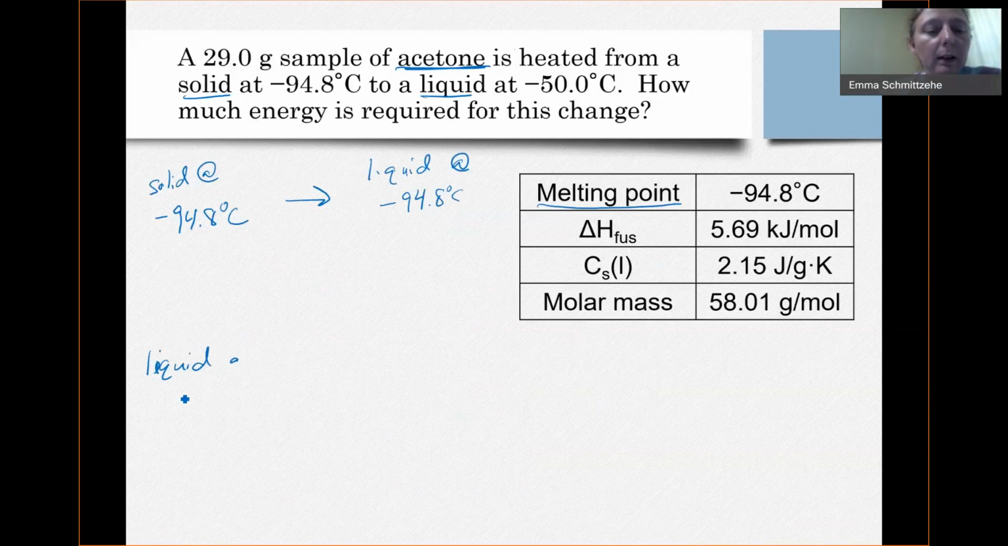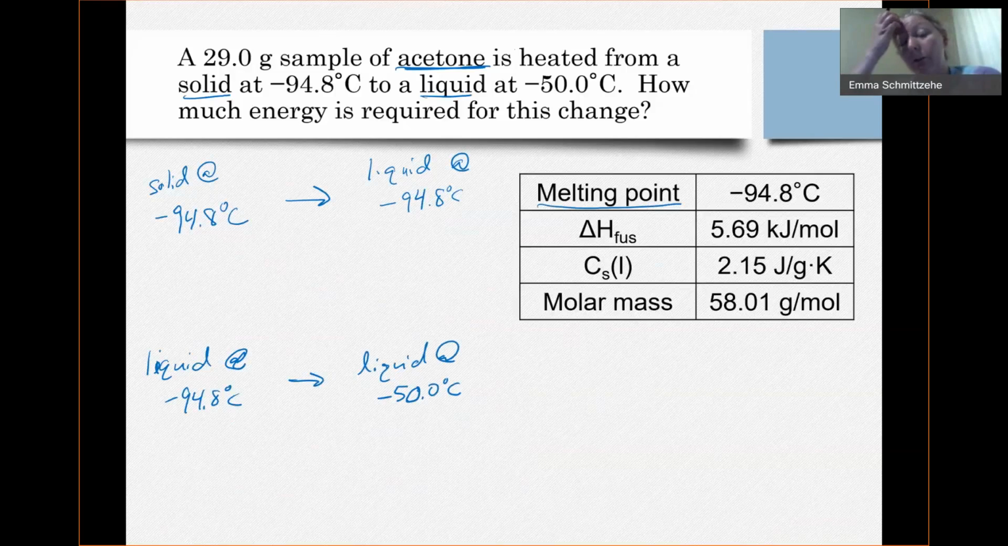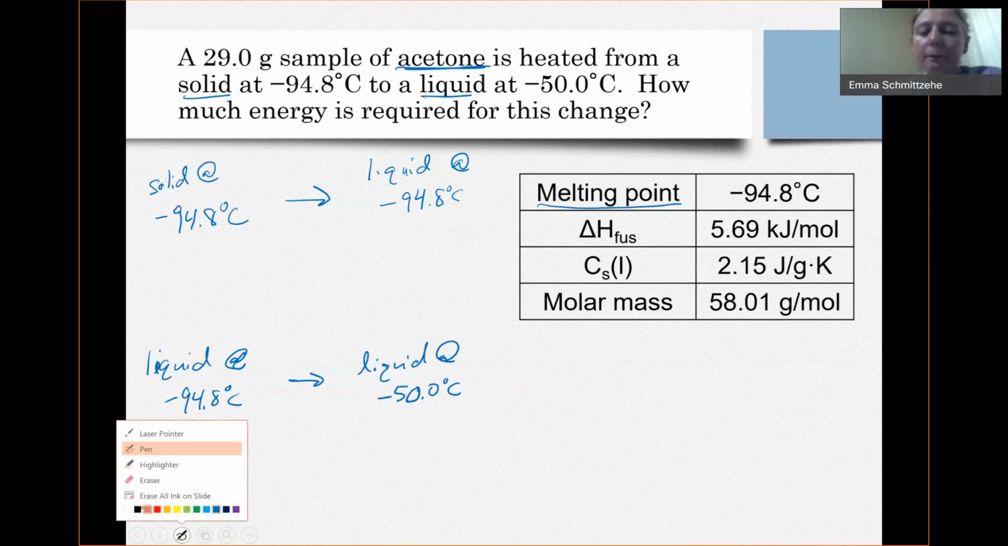at negative 94.8 degrees C, and as we add more heat, eventually we'll get to liquid that is at negative 50 degrees C. So that's our goal temperature, to raise it up to negative 50 degrees C. And so this one, we've got 2 steps we need to calculate, and then we would add those together. Okay, so again, I'll set up the calculation.